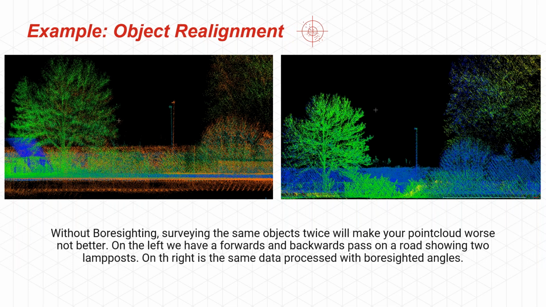Here's another example. So what you're seeing here are, on the left, you've got a north pass and a south pass. And you can see obviously that there is a displacement between the two, and you've got double vision again. This often happens with small objects. So the cross section of a lamppost is quite small, so you're probably going to see 2 of the same object there if you don't have that boresighted. And on the right, you can see the boresighted solution with the point cloud aligning perfectly.